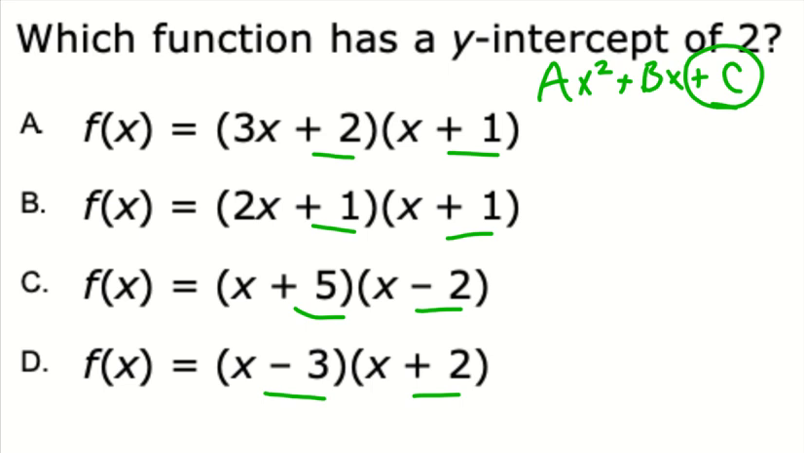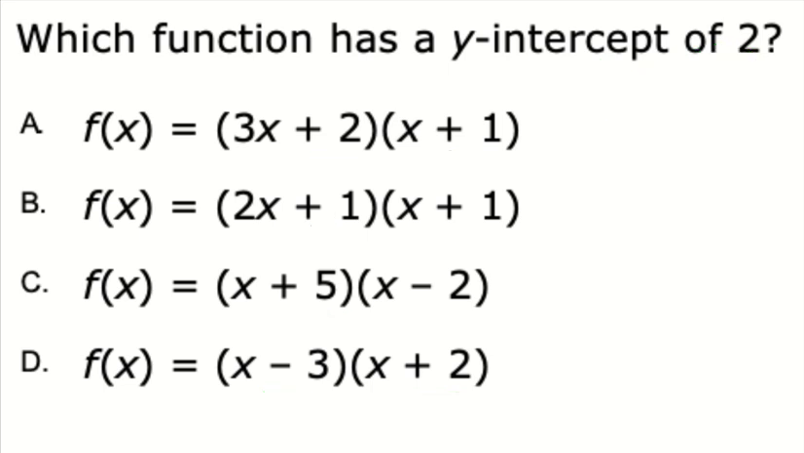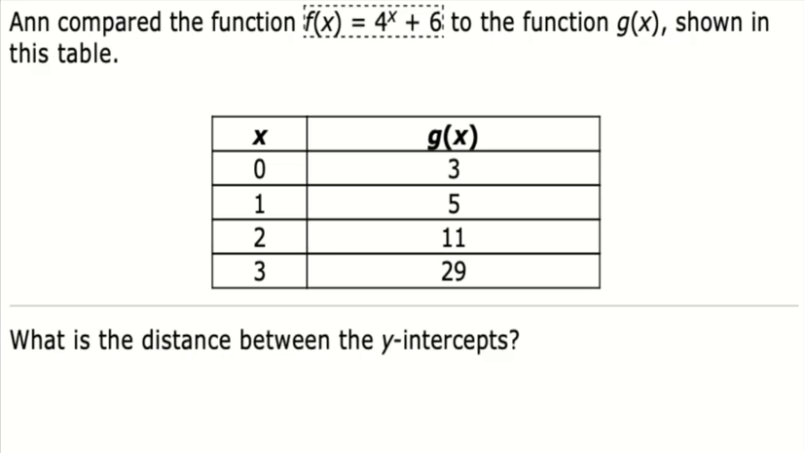Same question, could ask you about the x-intercepts or the zeros. If we want the x-intercepts, the parentheses make them 0. It'd be a negative 2/3 and a negative 1. So we need the distance between these two y-intercepts.